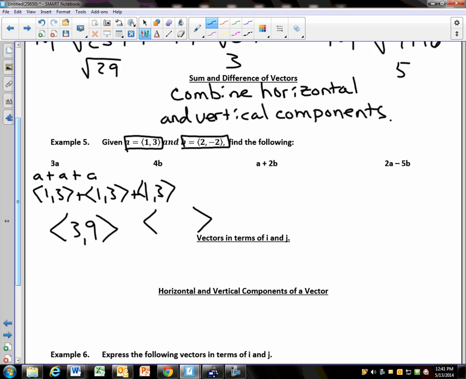So what is 4B? 8, negative 8. A plus 2B. 1 plus 2 times 2 is 5. Very good. And 3 plus 2 times negative 2. Negative 1.